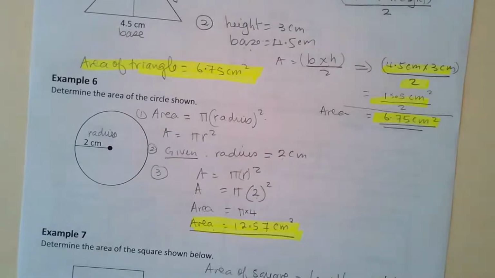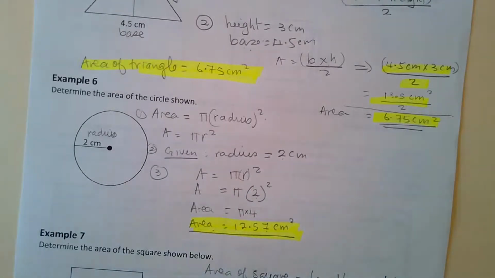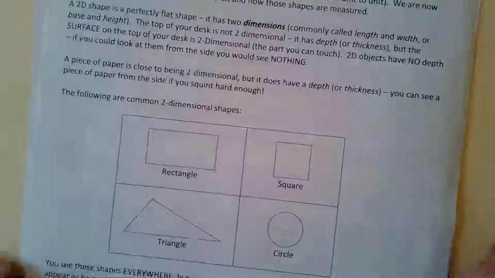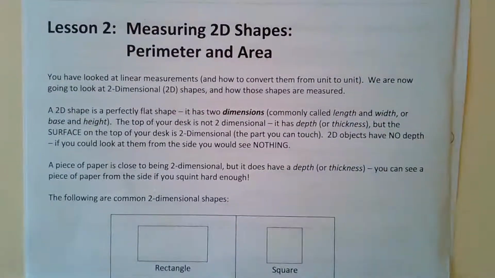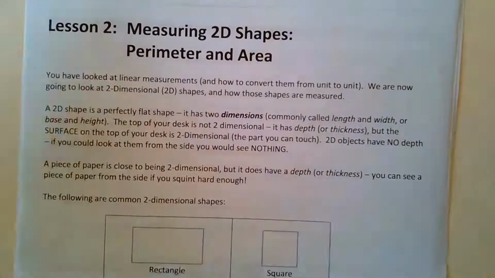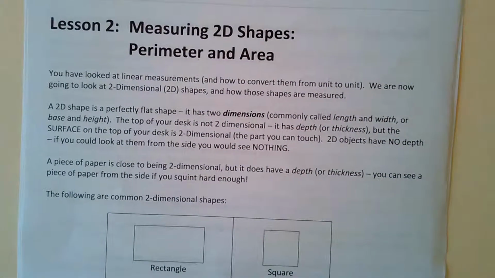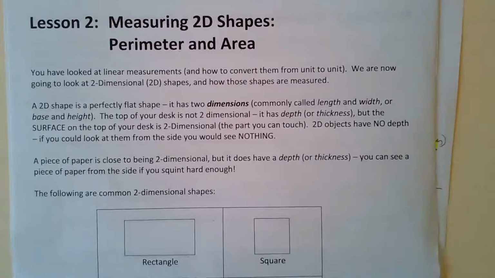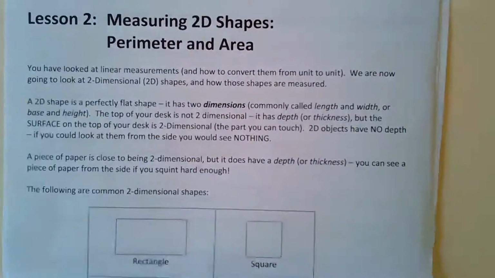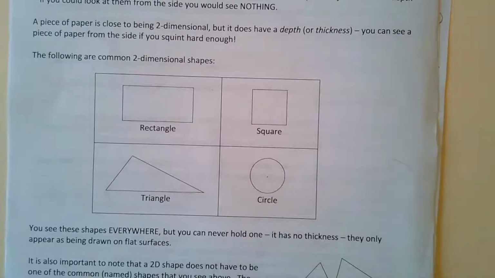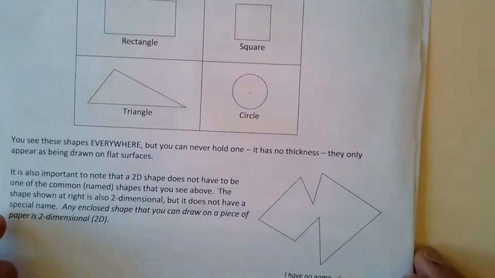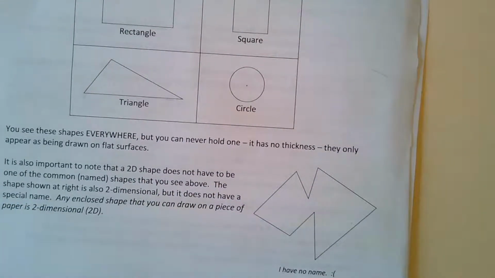So to recap, today our main goal was to determine the perimeter and area of two-dimensional objects. And the two-dimensional objects, some have names, such as rectangle, square, circle, and triangle. And others we can't put a name to because they're so irregular in shape.